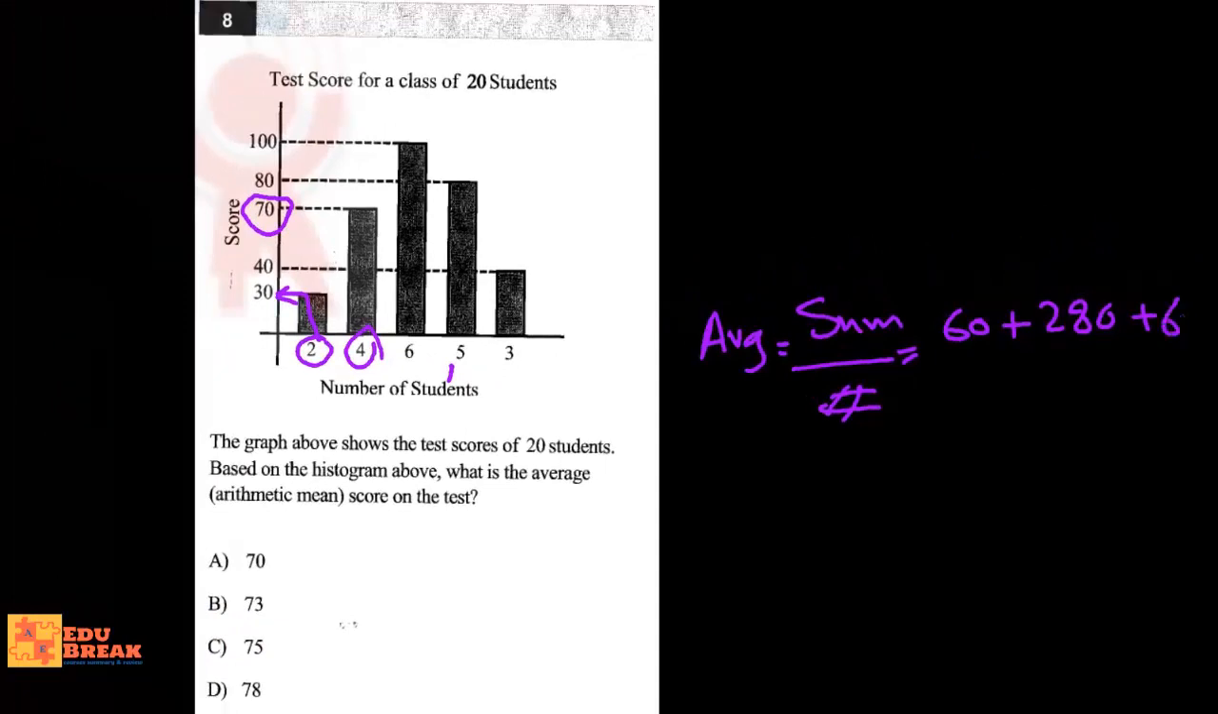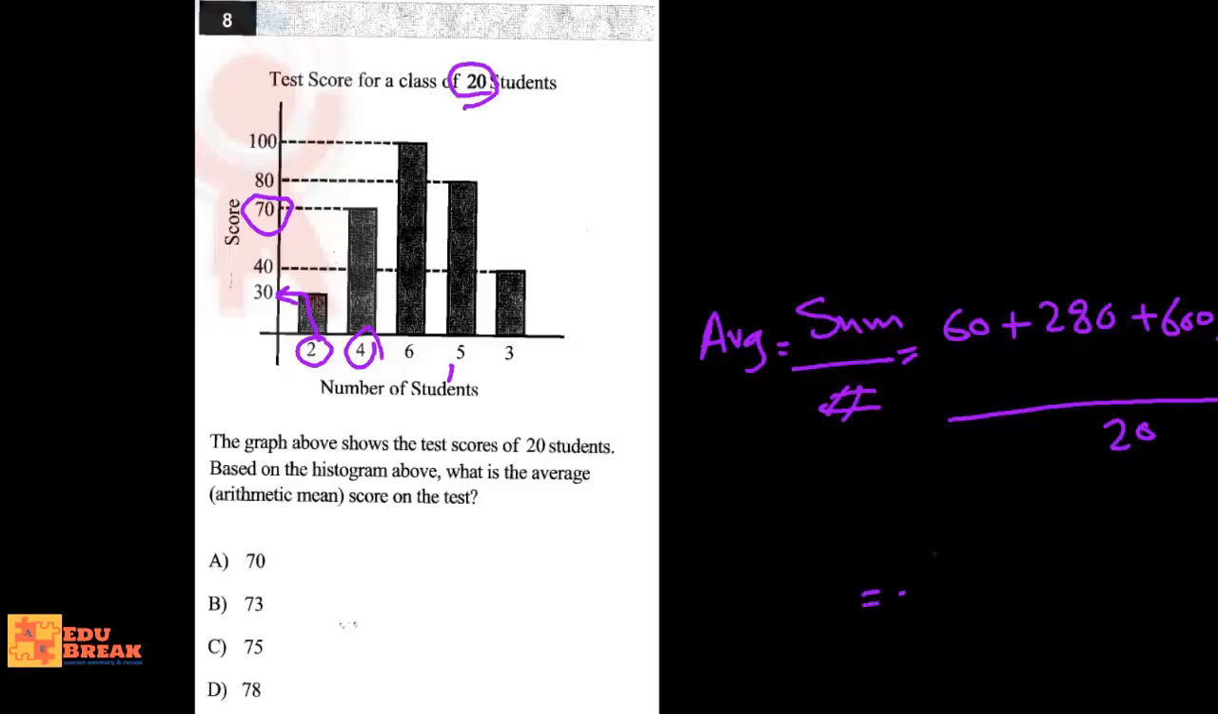6 times 100 equals 600, and 5 times 80 equals 400, plus 3 times 40 equals 120, over the total number of students, which equals 20. Okay, using calculator, it will be 73. So the answer is B.